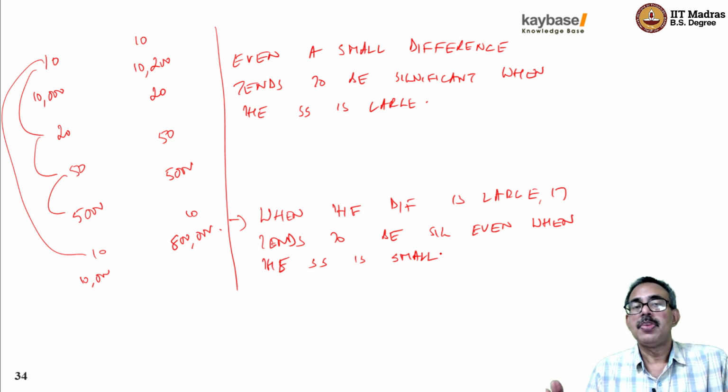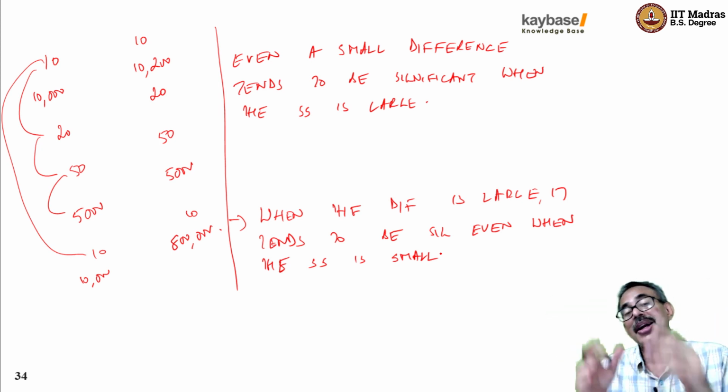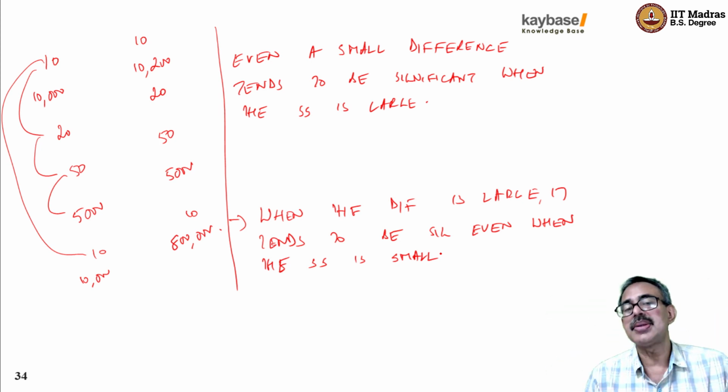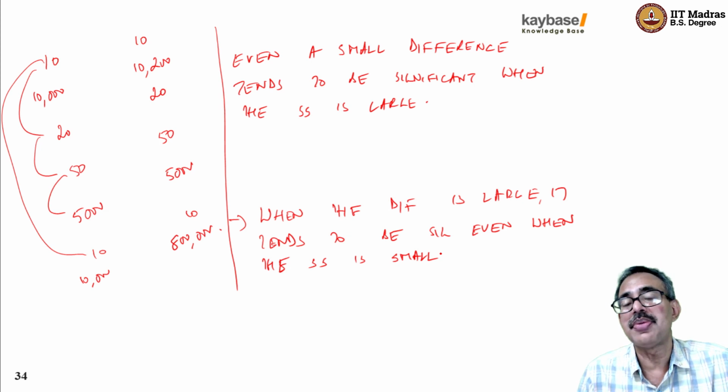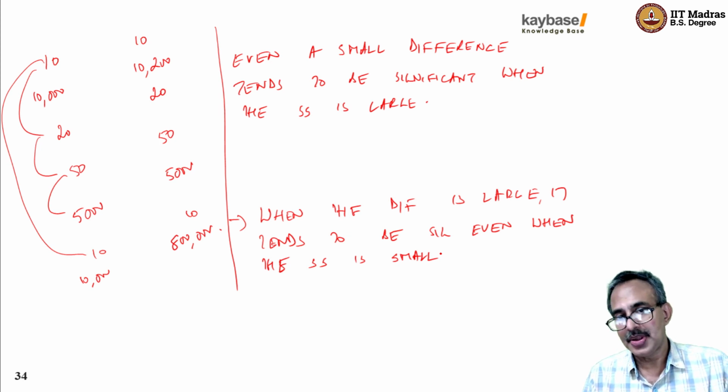So, when the sample size increases, when the observed difference increases, then the data tends to be more significant, and your formula works exactly the same way. Your formula will validate this at every point in time. I hope this much is conceptually clear, right?